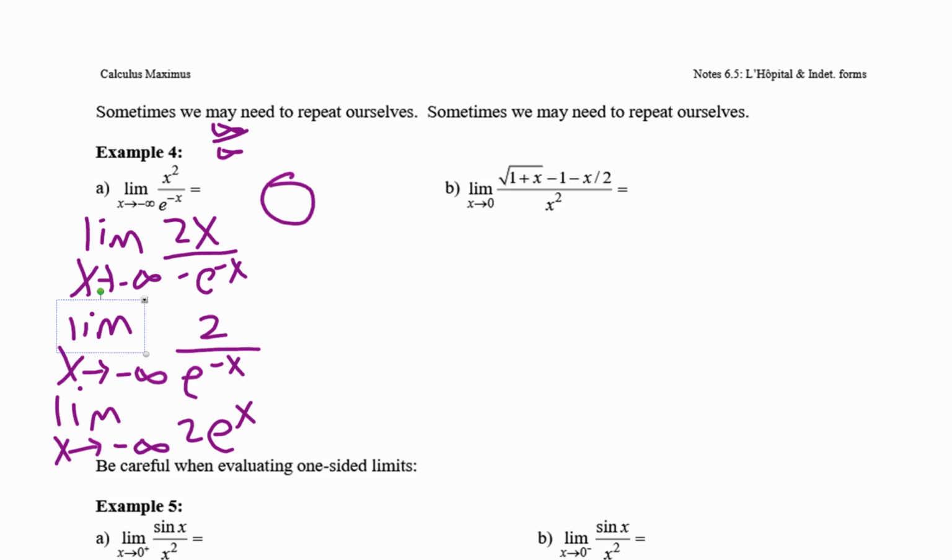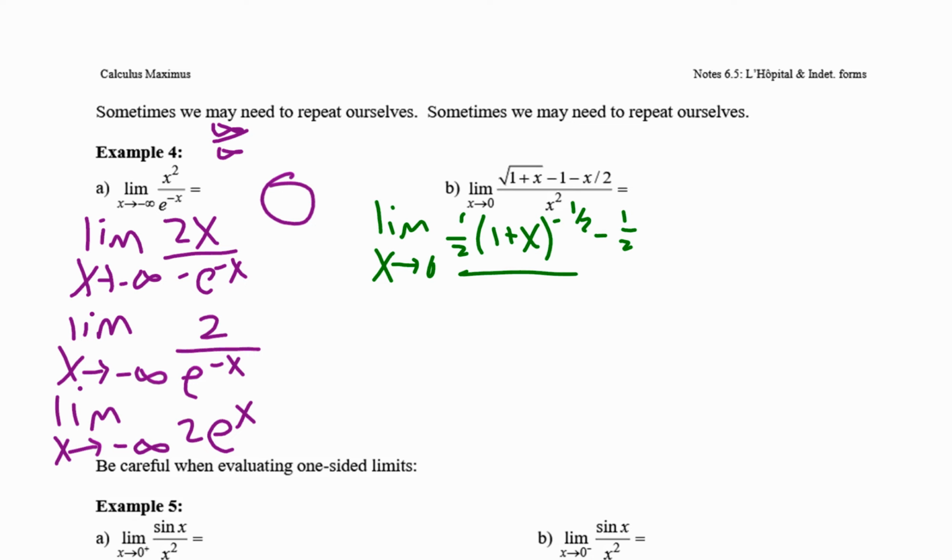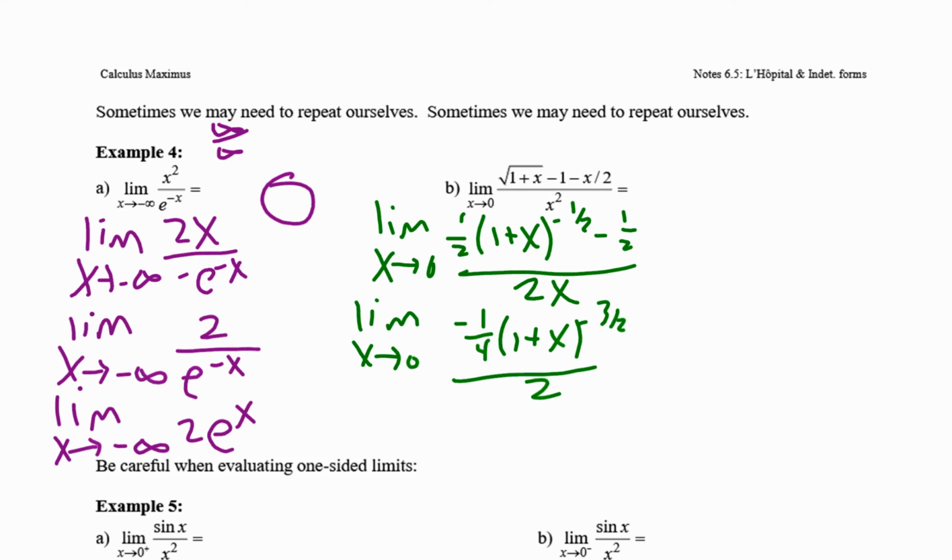All right, let's just take the derivative. Let's go for it. Limit as x approaches 0, 1/2 times (1 plus x) to the negative 1/2, minus 1/2, over 2x. Let's clean that up. So we have, or no, you know what? Leave it, because I'm going to take the derivative again, because I noticed when I plug in 0, I get 0 over 0. Limit as x approaches 0 this time, negative 1/4 times (1 plus x) to the negative 3/2 over 2. I know I'm not going to get 0 over 0, so let's make this look a little better.